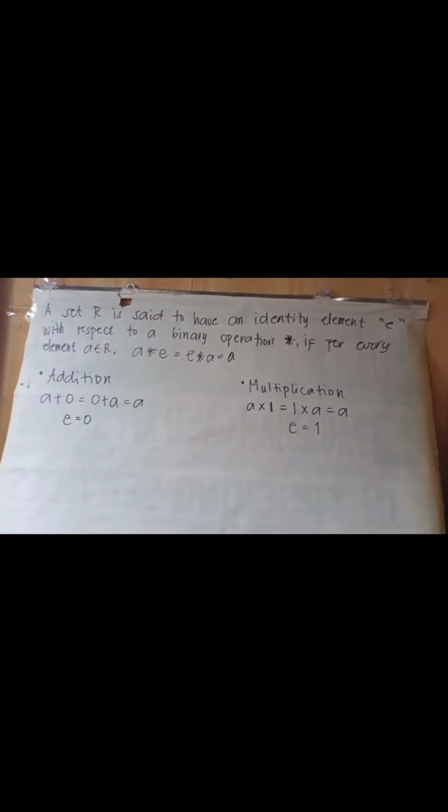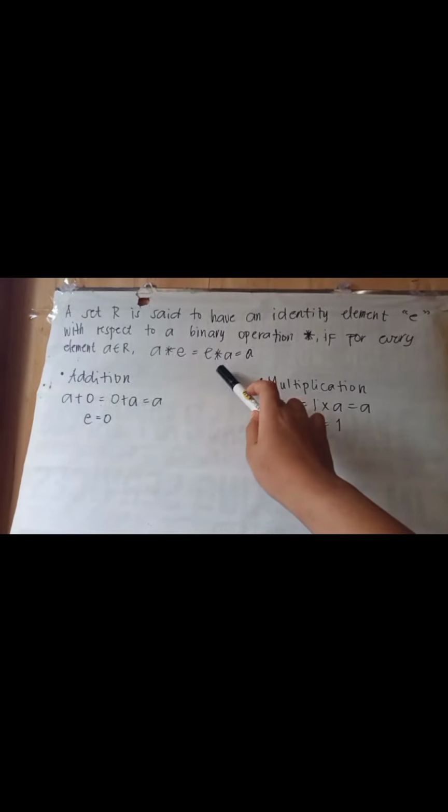This holds for addition as A plus 0 equals A and 0 plus A equals A, and multiplication A times 1 equals A and 1 times A equals A. So, not all sets and operator combinations have an identity element. For example, the set of positive natural numbers, for example 1, 2, 3, has no identity element for addition. So, a set R is said to have identity element E with respect to a binary operation star if for every element A in R, A star E equals E star A equals A.